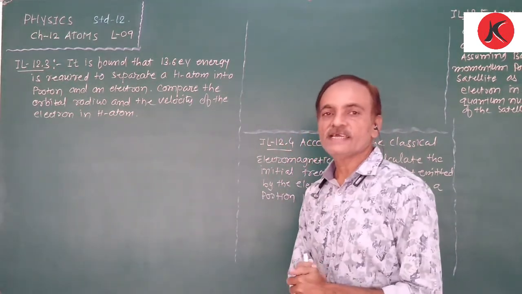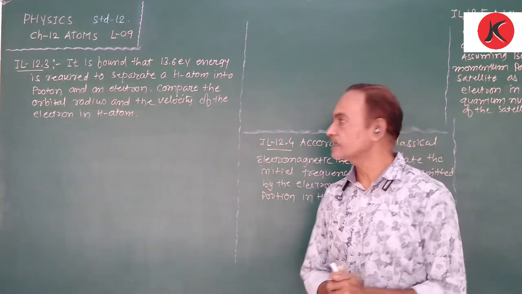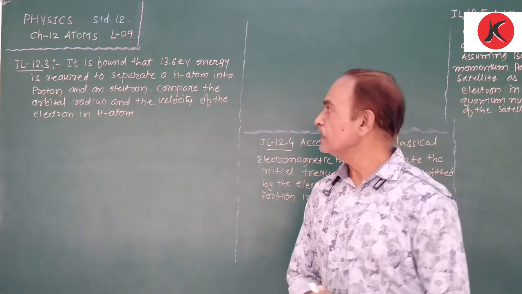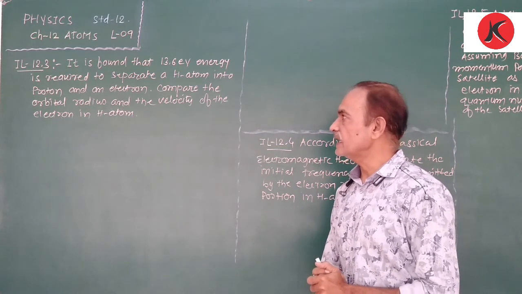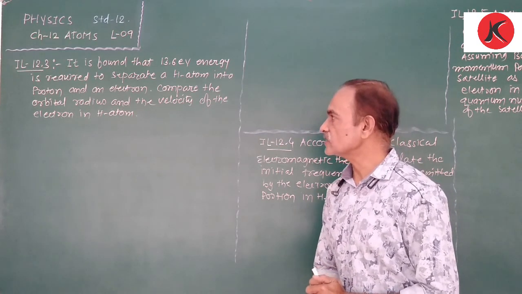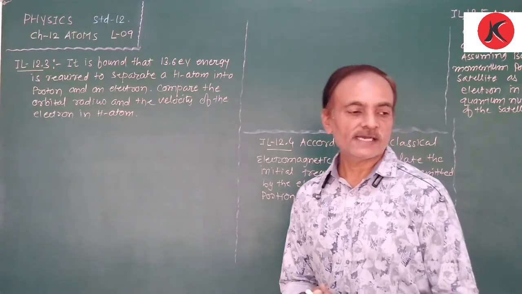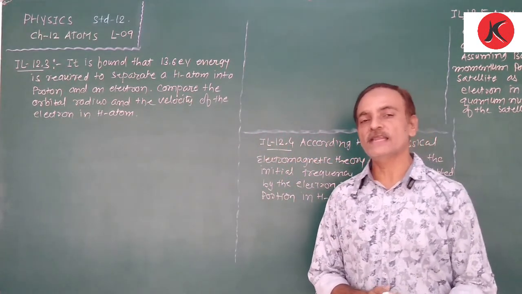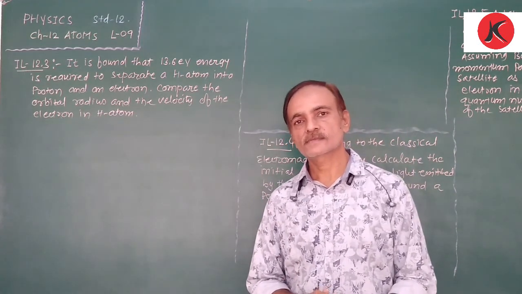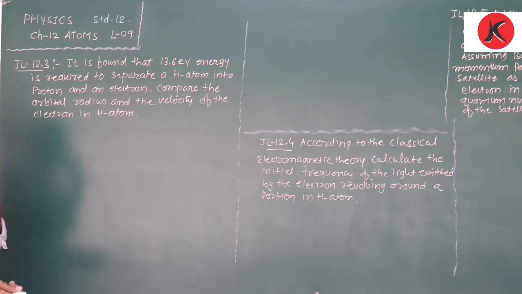Here the question is that it is found that 13.6 electron volt energy is required to separate a hydrogen atom into a proton and an electron. Compare the orbital radius and the velocity of the electron in the hydrogen atom. We have to find the radius of the nth orbit of the hydrogen atom and the velocity of the electron in the nth orbit. For that purpose, the total energy of the hydrogen atom is given. There is the 13.6 electron volt energy.